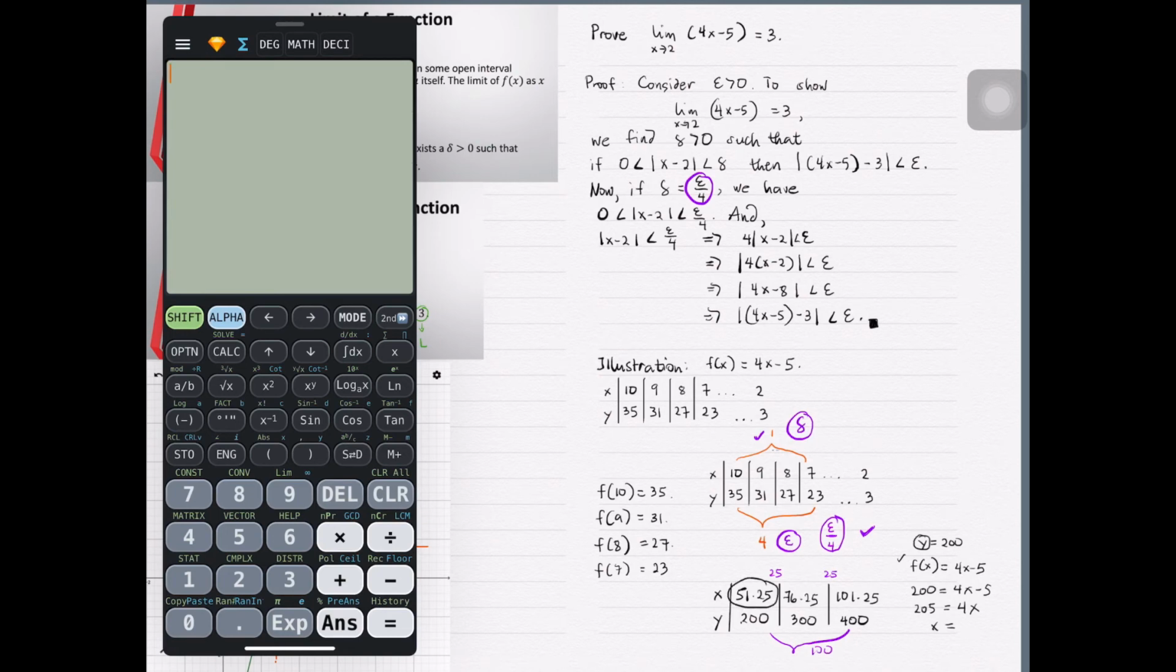Let's verify if our x's here are correct. F of 51.25 would be 4 times 51.25. Whatever the answer is, we are to subtract 5. And indeed, the answer is 200. Similarly, if x is equal to 76.25, substituting that to the function f of x, that is 4x minus 5, y would be 300. Lastly, if x is equal to 101.25, indeed, y is equal to 400.